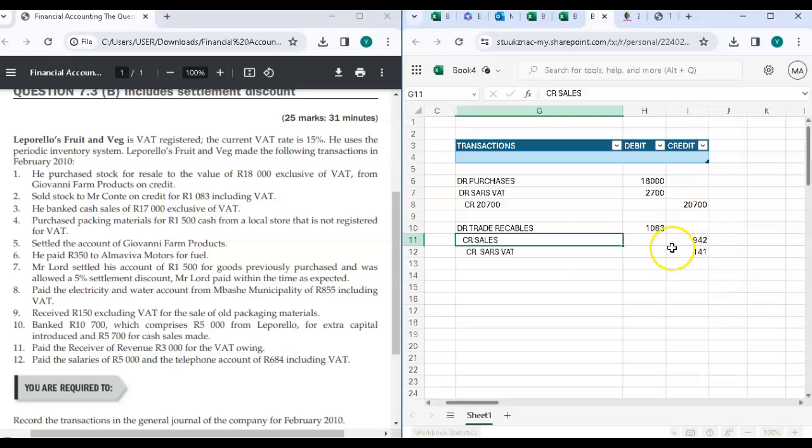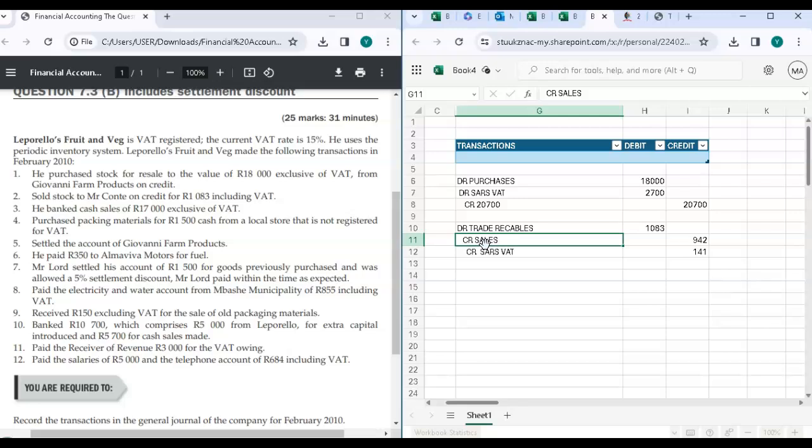So anytime you purchase from a supplier, it'll be debit the VAT. If you basically got a sale, it'll be credit the VAT. Because think about it, where does VAT increase? Over here the VAT was decreasing because SARS owes you money. Over here the VAT is increasing because you owe SARS that money, because that money is not yours.